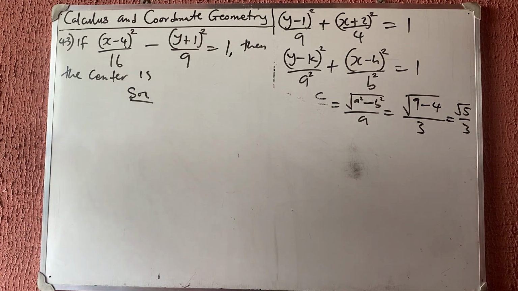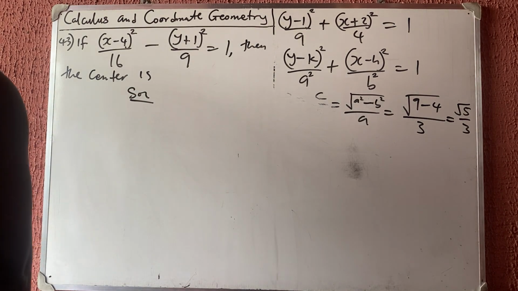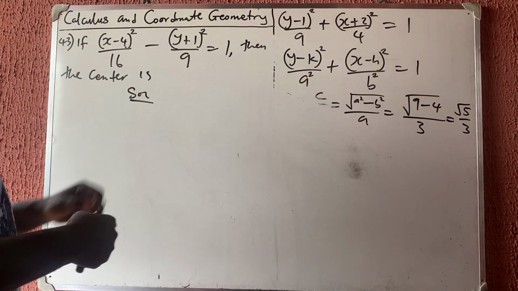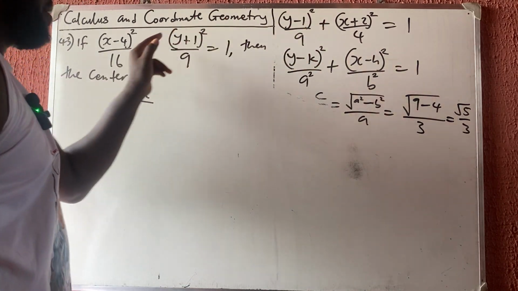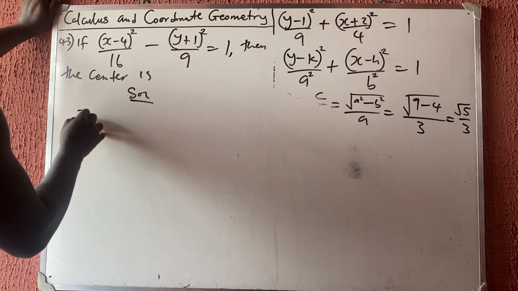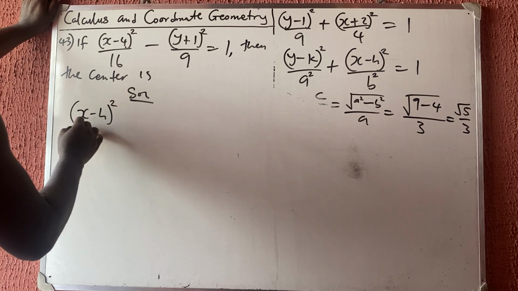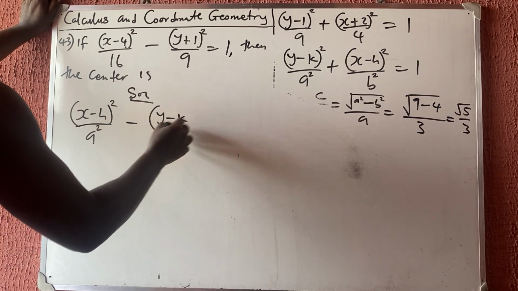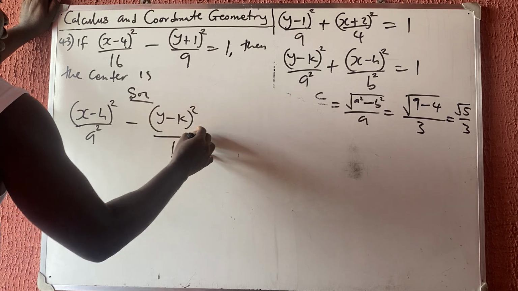If you look at this, this is the hyperbolic equation. Why? Because I have minus in the middle. The difference between hyperbola and ellipse is that in an ellipse it is plus, but in a hyperbola it is minus. So this is a hyperbolic equation. And if I write this, I'm going to see that (x minus h) all squared over a squared, okay, minus (y minus k) all squared over b squared is equal to 1.